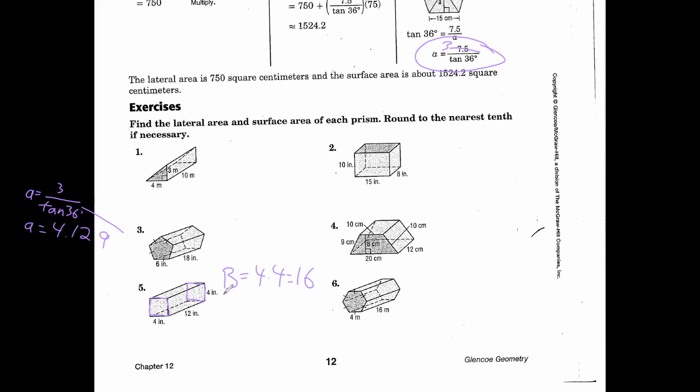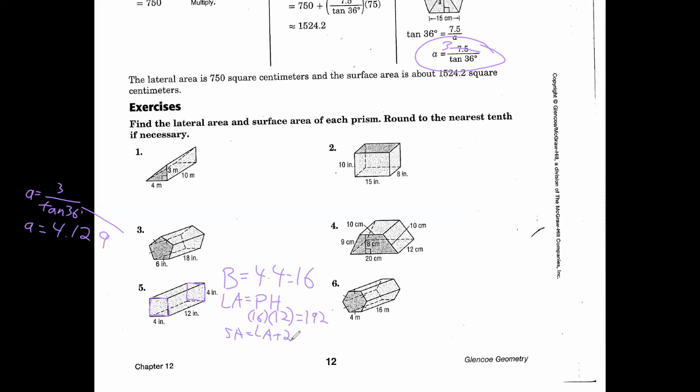Then for lateral area, it's again, perimeter times height. So perimeter of the base, so if all these sides are 4, that's going to be 16 going in for perimeter. And the height of the solid would be 12 if I was using the square as my base. Then I have the 16 times 12, which equals 192.